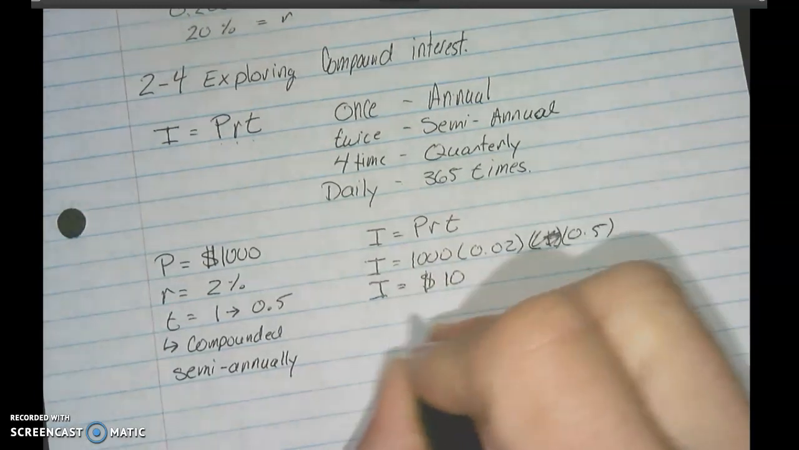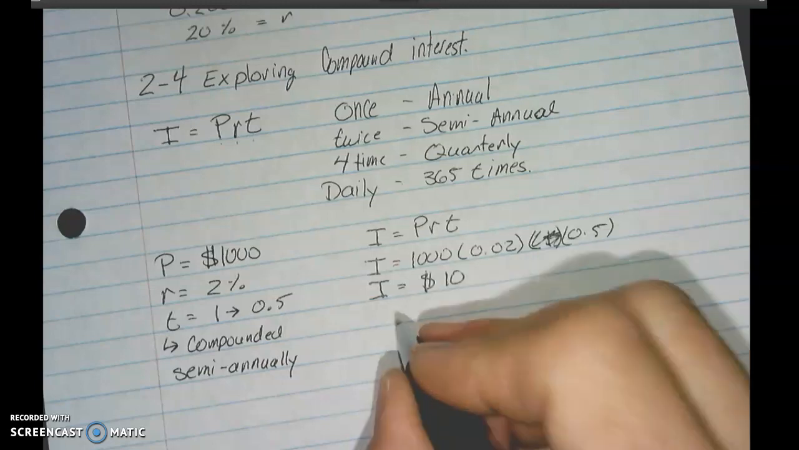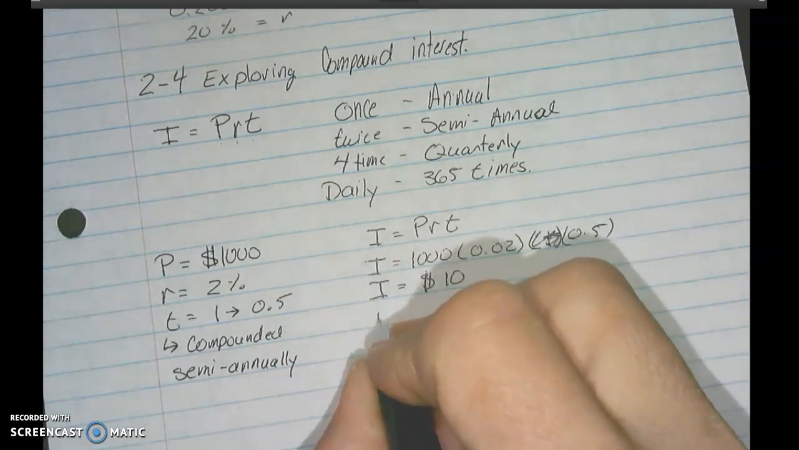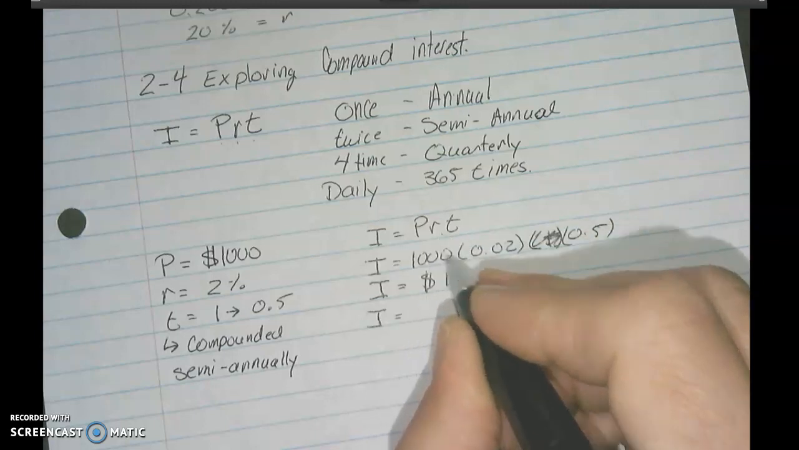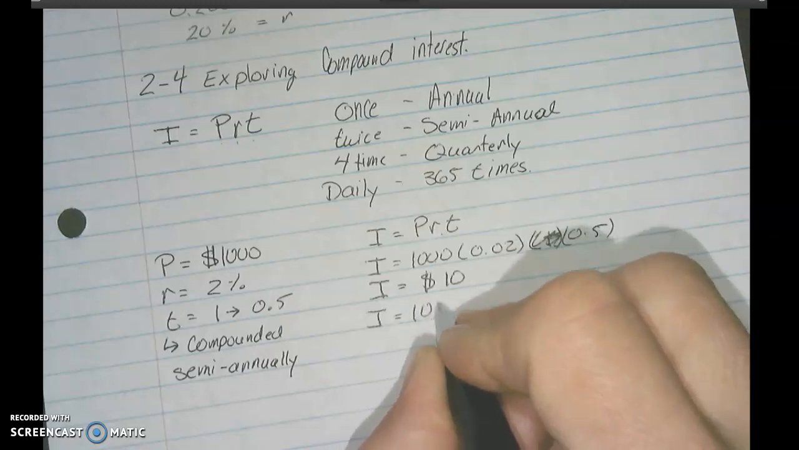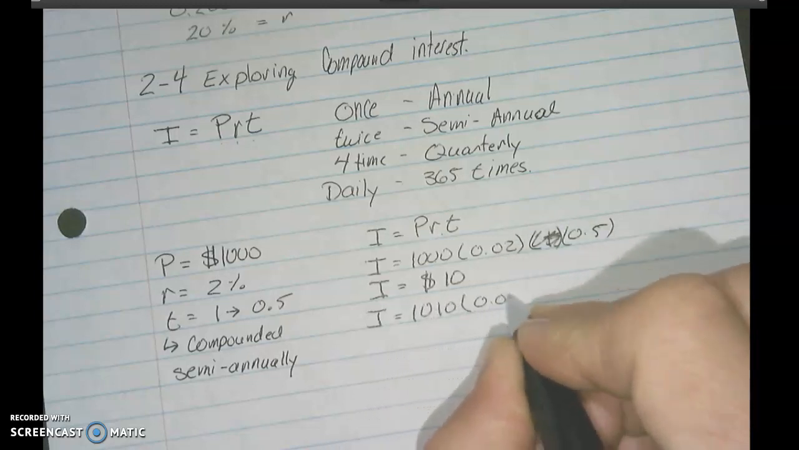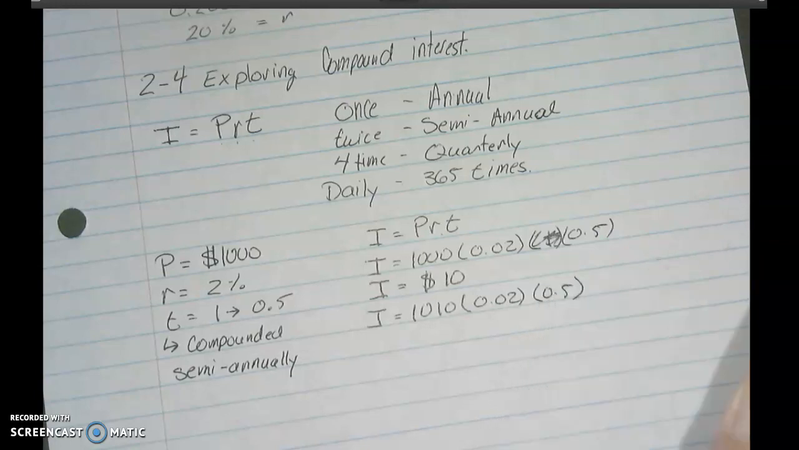All right. Now, we're compounding this how many times? Twice. So we're going to run it again, but my principal this time is not just $1,000, it's $1,000 plus 10. So it's going to be $1,010.